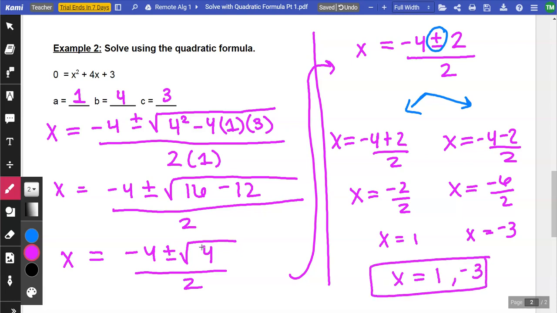So where would we see these? Where does this parabola hit the x-axis? We would see it at x is negative 1 and x is negative 3.